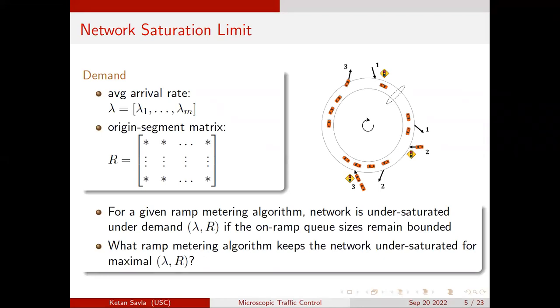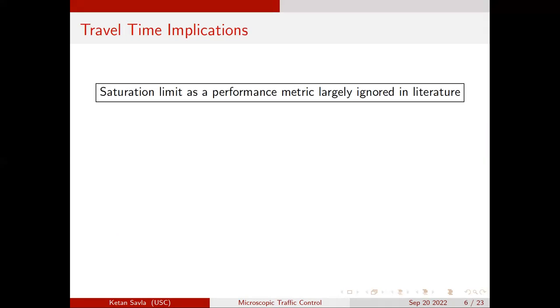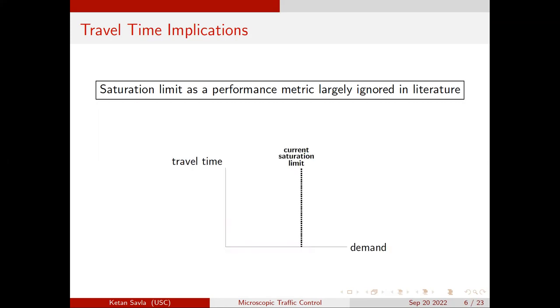So as I said, our focus in this talk is primarily on saturation limit, but it has fundamental implications for travel time also, which is one of the most commonly used performance metrics in the literature. And this can be seen as follows, right? For any algorithm, once you know its saturation limit, using standard queuing arguments, it's known that the travel time grows highly nonlinearly as the demand approaches the saturation limit.